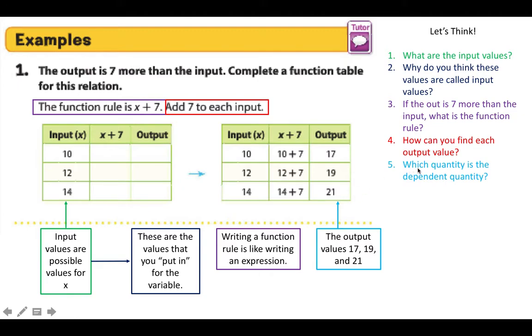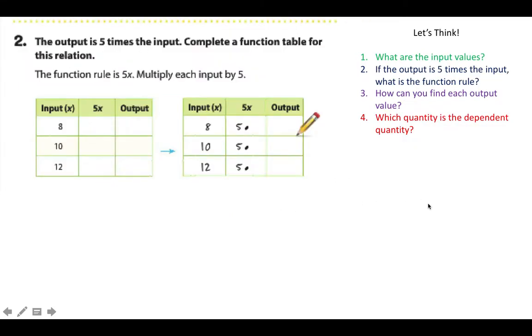Now, remember, we learned a bunch of vocabulary a second ago. Which quantity is the dependent quantity? That's the output. So these values are dependent upon the input values, or the values for x. When x is 10, the output is 17. When x is 12, the output is 19. When x is 14, the output is 21. So these are all possible values for the input, and these are all of the possible outputs given these inputs.